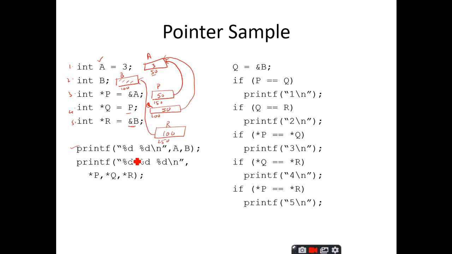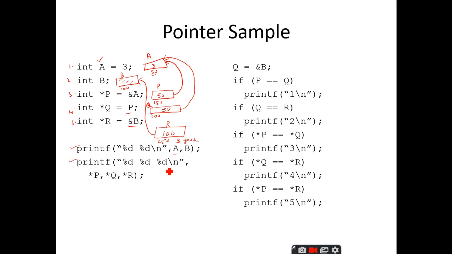Now printf %d, a comma b. What are a and b? What is the value of a? 3, sir. It is 3. What is the value of b? Garbage value, some value. Garbage value. Super, right? Now go to the next statement.